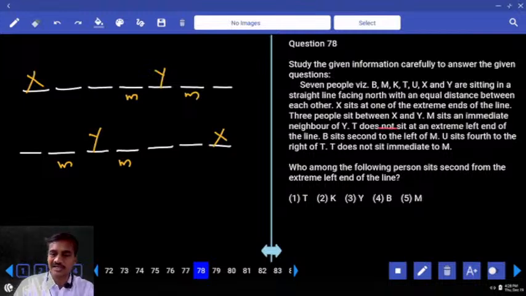T does not sit at the extreme ends of the line. And T cannot be at this place, and here again, T cannot be here. T is not at the extreme end of the line. And B sits second to the left of M.